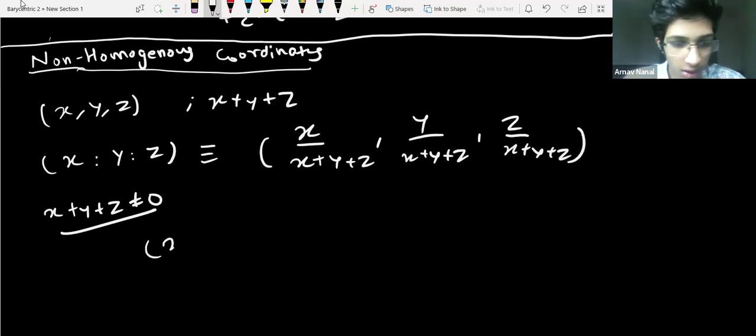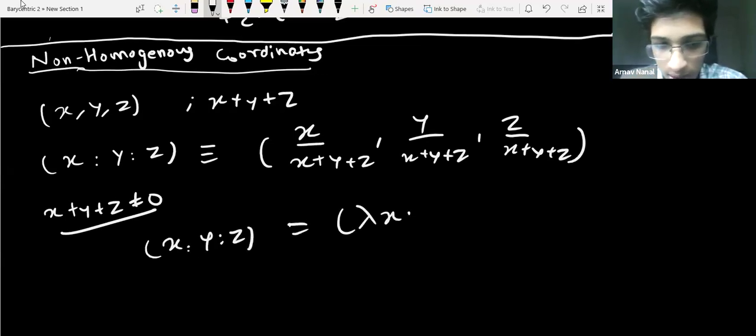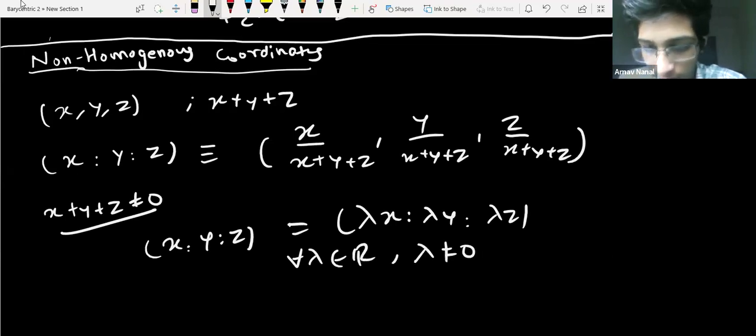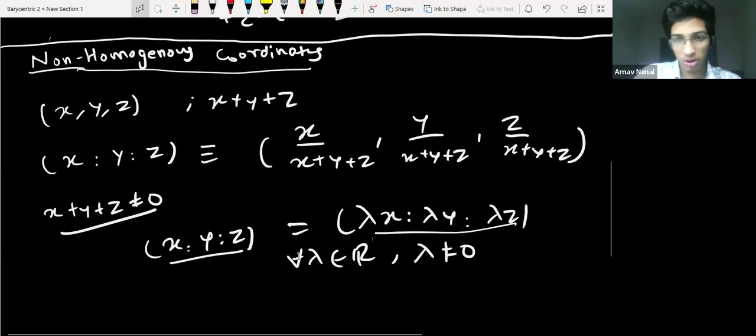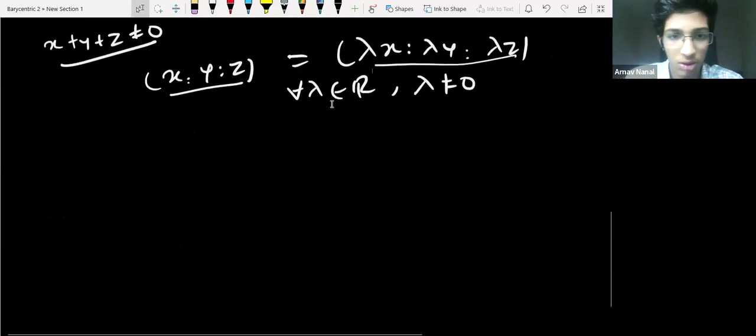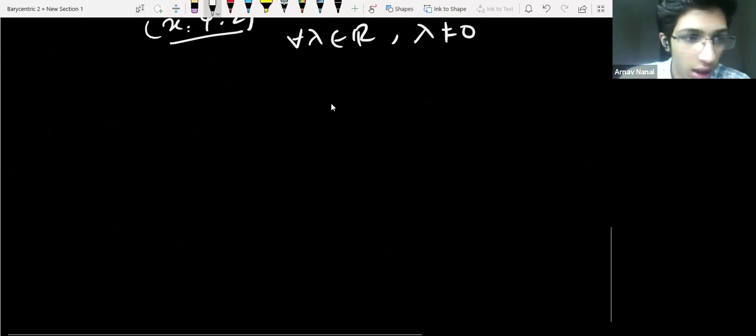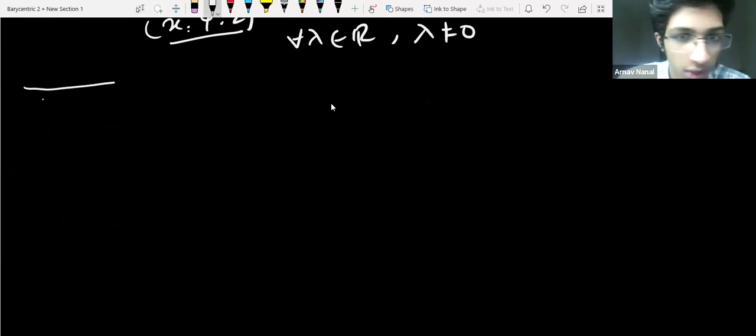As you can observe, x, y, z is the same as lambda x, lambda y, lambda z for any lambda. The lambda just gets cancelled here. So both of these correspond to the same point. So these are non-homogeneous coordinates. We understand that we can scale them without changing the actual interpretation of that point.